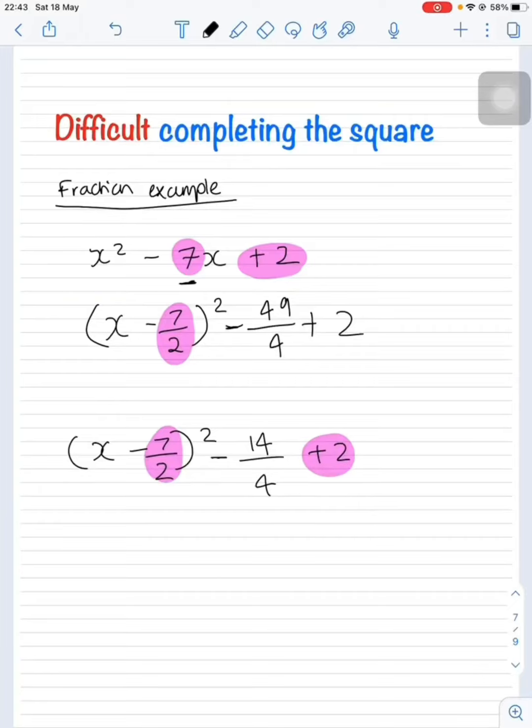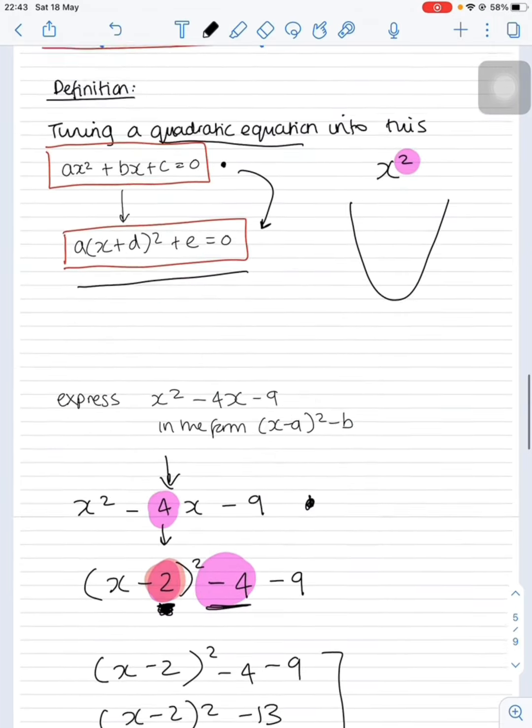Hi everyone, welcome back to Smile Tues, and as promised we're going to be doing a question every day. So we're going to be doing a difficult addition of completing the square, and it's going to be a fraction example. So let's just recap what we did last time.